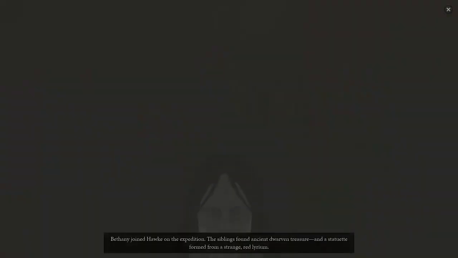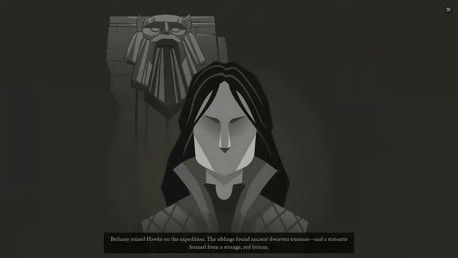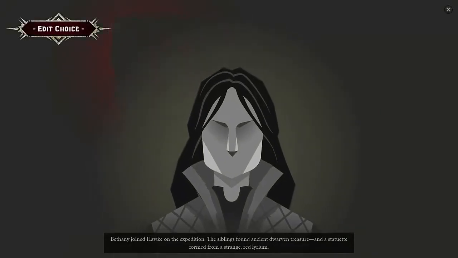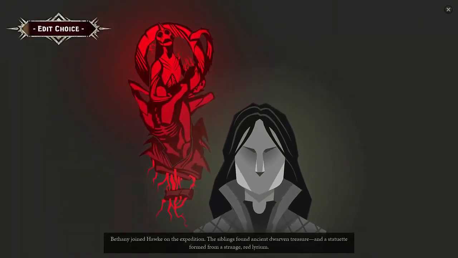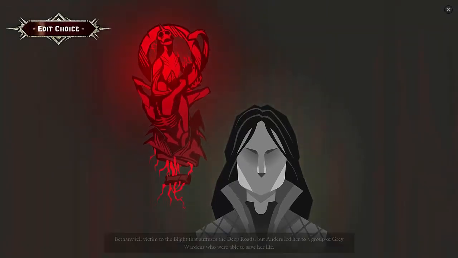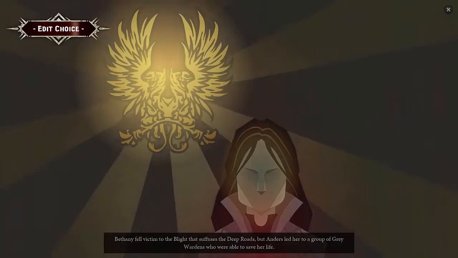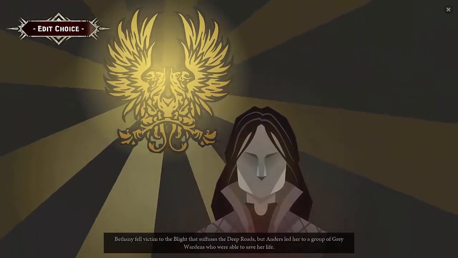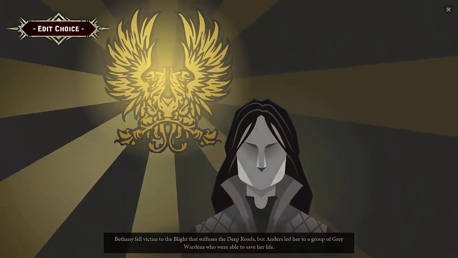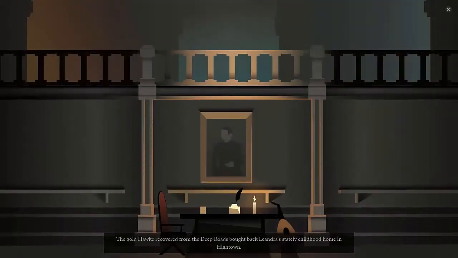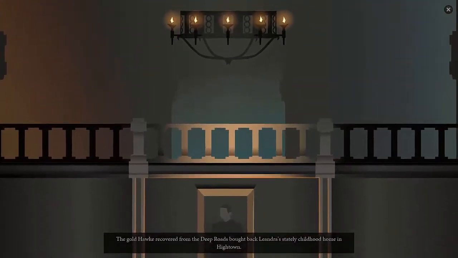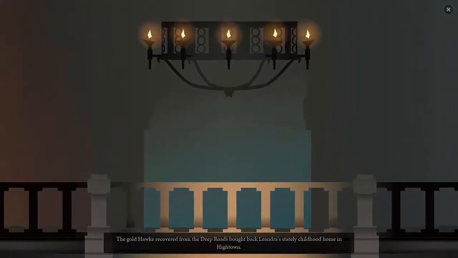Bethany joined Hawke on the expedition. The siblings found ancient dwarven treasure and a statuette formed from a strange red lyrium. Bethany fell victim to the blight that suffuses the Deep Roads, but Anders led her to a group of Grey Wardens who were able to save her life. The gold Hawke recovered from the Deep Roads brought back Leandra's stately childhood home in Hightown.